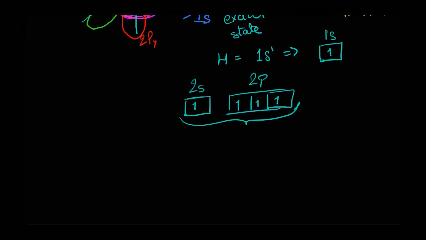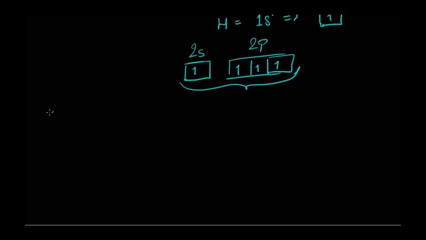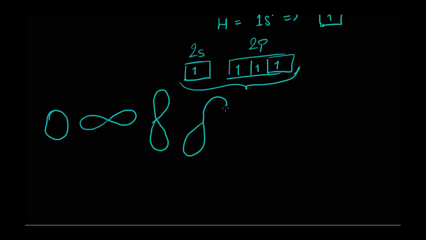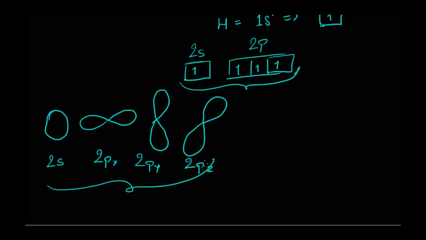What do I mean by intermix here is, this is my s orbital, this is my p orbital, this is my other p orbital, and this is my third p orbital. So let's say this is my 2s orbital, this is my 2px, this is my 2py, and this is my 2pz. They all intermix together and give me 4 hybrid orbitals.